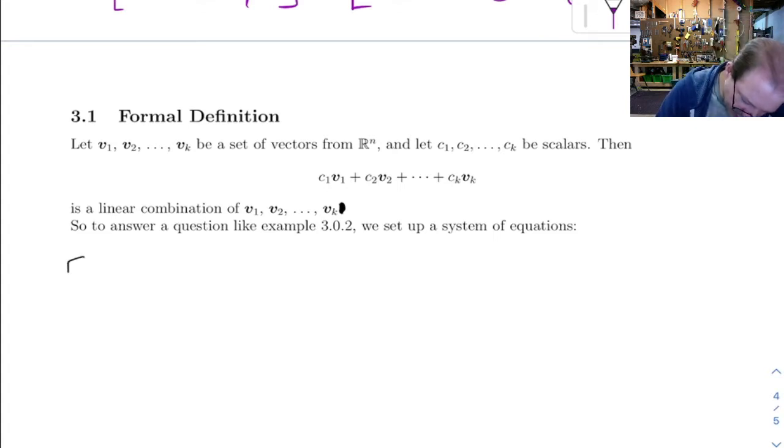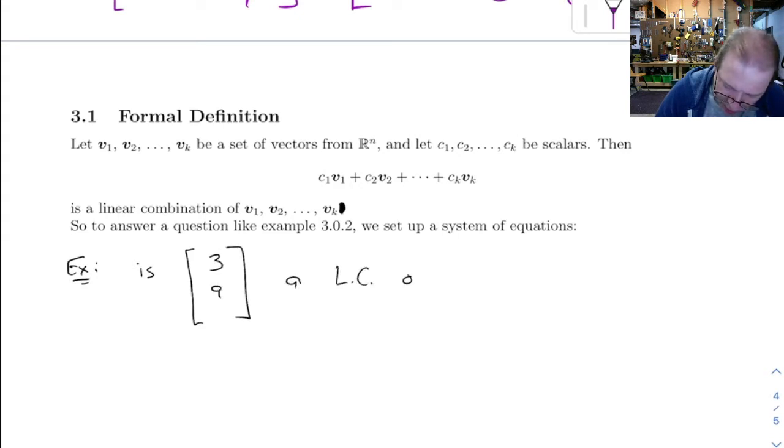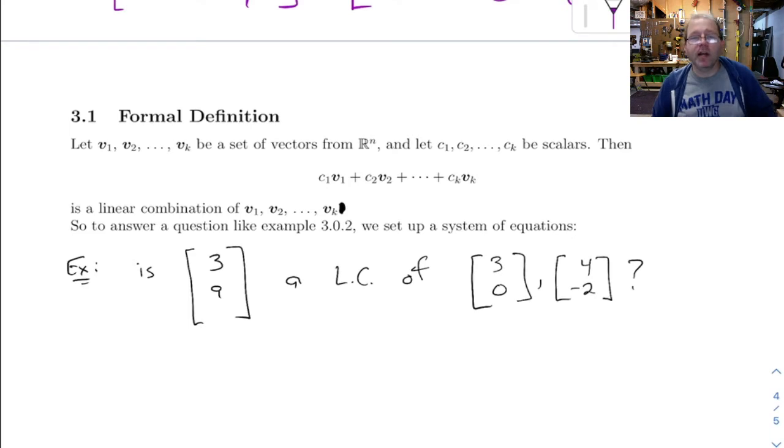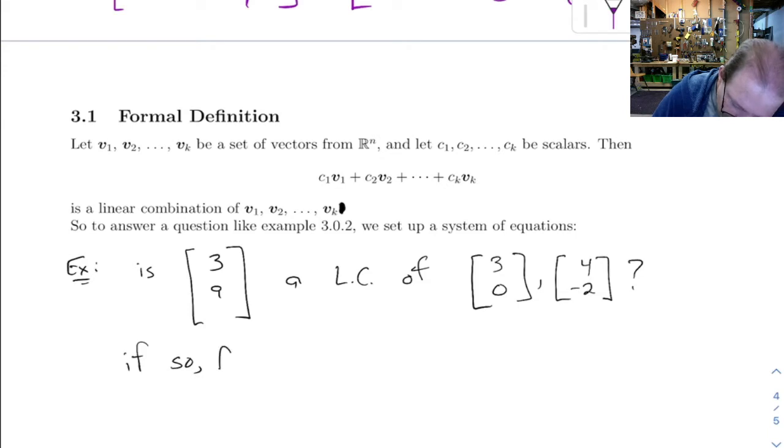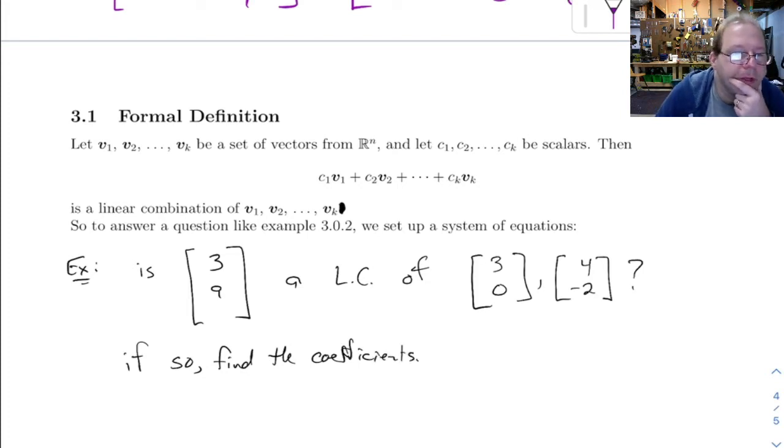Let's look at this. I guess I'll call this example, no, I'm not going to number it: is (3, 9) a linear combination of (3, 0) and (4, -2)? Now I want to answer this question, and also I want to say, if so, find the coefficients. Coefficients being the c's that go with them.